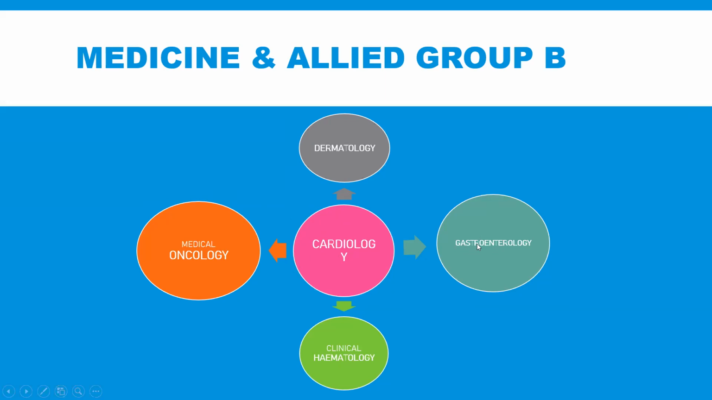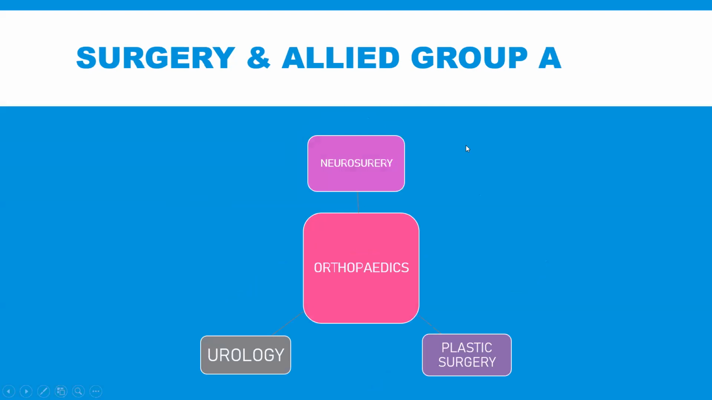You can go to your own specialty. If you choose gastroenterology, you can go for gastroenterology. But if you didn't like it during your 15 months of training, and then later on you did your rotation, you don't like gastroenterology, then you can go for medical oncology, dermatology, and any one of these rotations. You can switch it. So this is Group B, and hopefully you understood this basic concept.